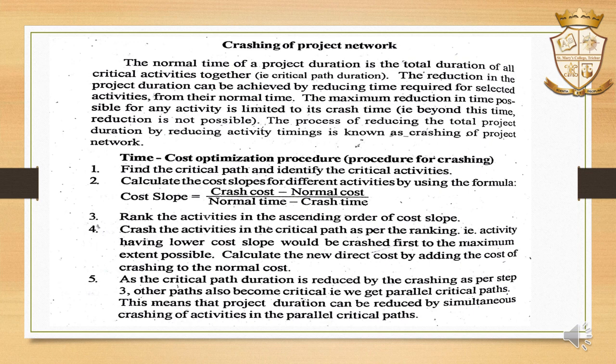Cost slope is equal to crash cost minus normal cost, divided by normal time minus crash time. Then rank the activities in ascending order of the cost slope, because we have to reduce the cost of the project duration. So we have to rank the activities in ascending order. Then the fourth step is to crash the activities in the critical path as per the ranking. That is, the activity having lower cost slope would be crashed first to the maximum extent possible. Calculate the new direct cost by adding the cost of the crashing to the normal cost.